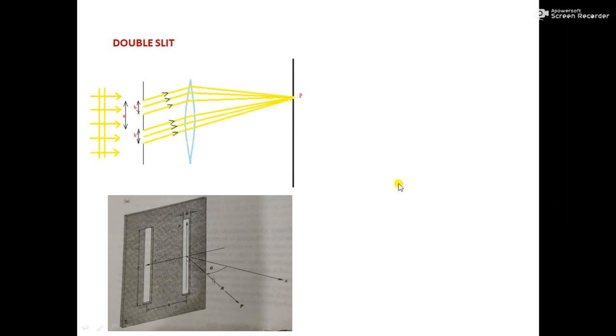Now the second part, double slit. Suppose that we have two slits of width b. That means the width along this direction, the z direction, is the same b for both slits, and the center to center separation between the two slits is taken as a. So the separation between two consecutive points can be taken as a plus b.